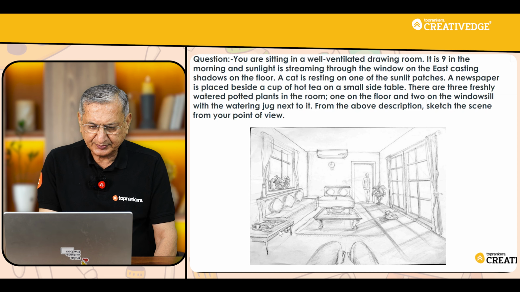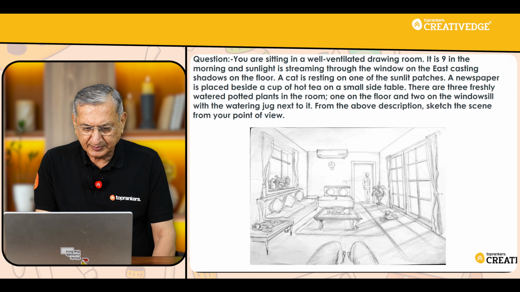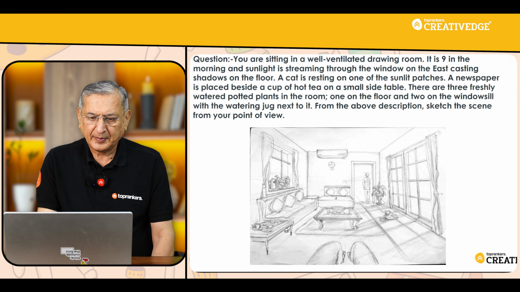There are three freshly watered potted plants in the room, one on the floor and two on the windowsill. Here, and on the floor is here. With a watering jug next to it. This is the watering jug next to it.